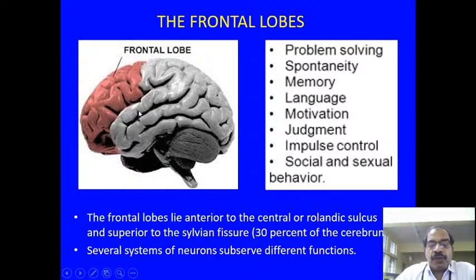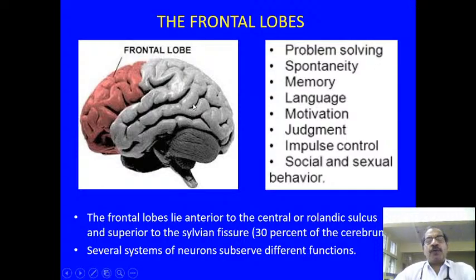And there are different types of neurons present and different types of subparts of the frontal lobes. It has the motor cortex, premotor area, supplementary area, and the medial part, orbital part, cingulate gyrus. There are multiple subparts of the frontal lobe which serve different types of functions in the functions of the nervous system.